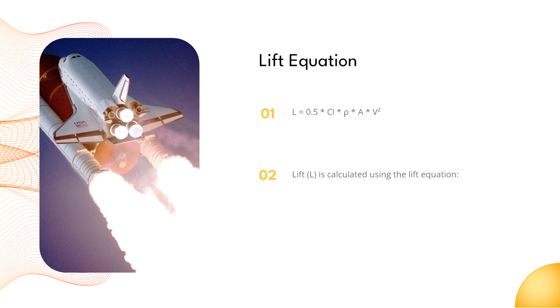So correction for the CL, it is the coefficient of lift. So this equation can be rephrased into coefficient of lift times density of air times velocity squared times the area of the wings divided by 2. So that's how you calculate lift using the lift equation.